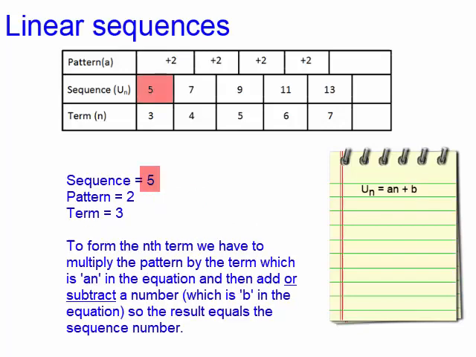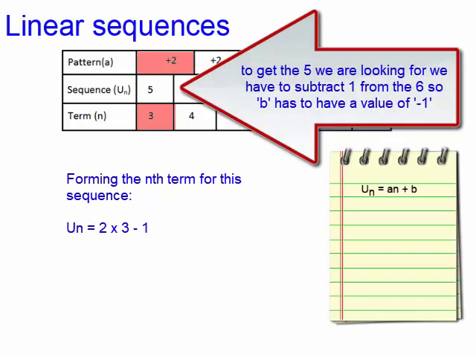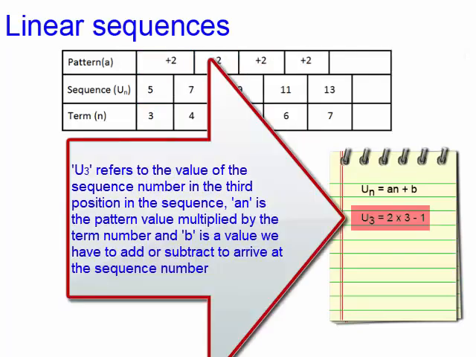Look at the first number in this sequence. The pattern between the first and second number is +2. The term for this number has a value of 3. Our job is to identify the relationship between the pattern, which is 2, the term, which is 3, and the sequence number, which is 5. We can see that if we multiply the 2 by the 3, we will get 6. 6 is 1 too high, so we have to subtract 1 from this to arrive at the number we are seeking, which is 5. We can then place these numbers into our equation and get u3, which is the value we are looking for this number in the sequence, is equivalent to 2 multiplied by 3 minus 1.